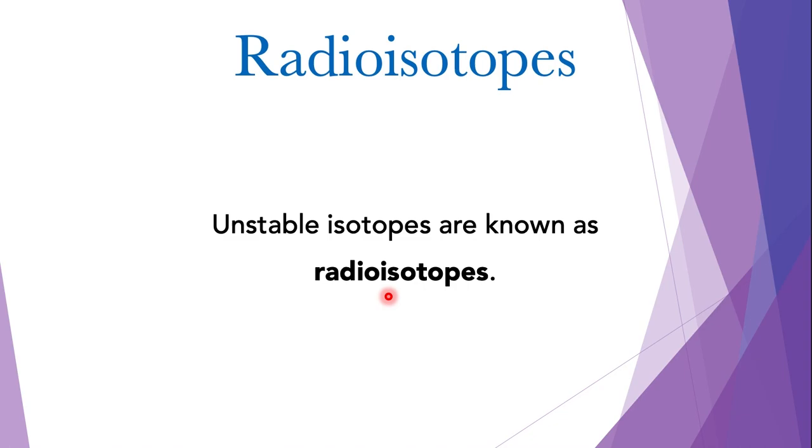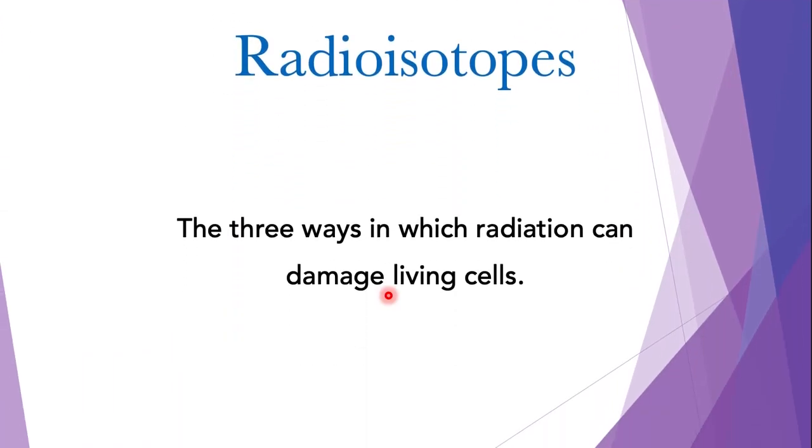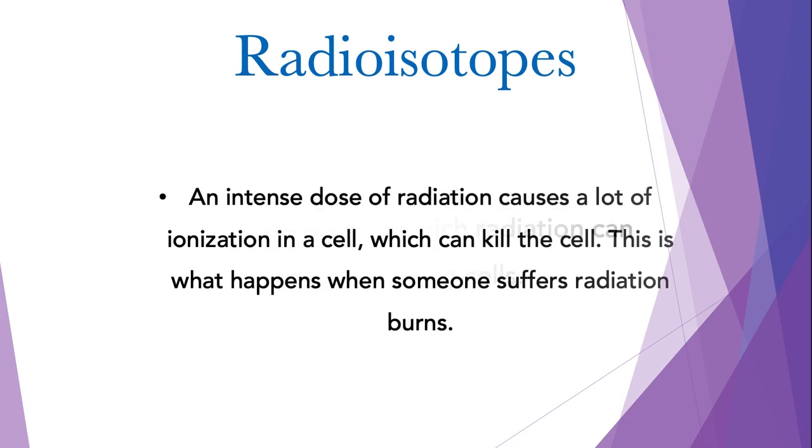So the safe handling of radioisotopes requires an understanding of how radiation affects cells. So there are 3 ways in which radiation can damage living cells. Let's look at them one by one.